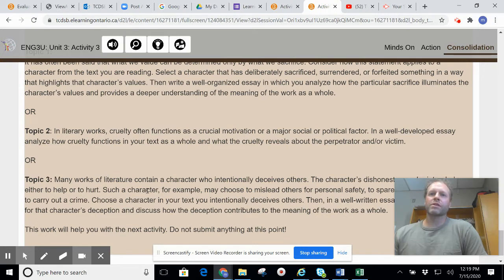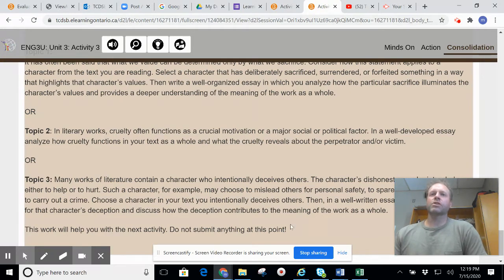And then the third one is many works of literature contain a character who intentionally deceives others. Choose a character in your text, then in a well-written essay, analyze the purpose of that character's deception, and discuss how the deception contributes to the meaning of the work as a whole.